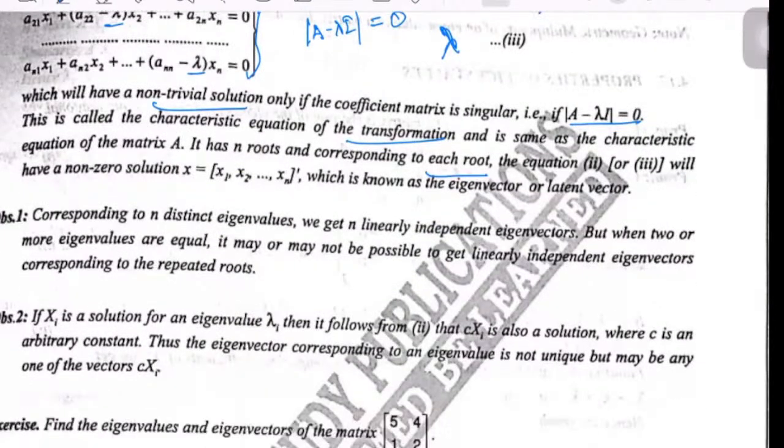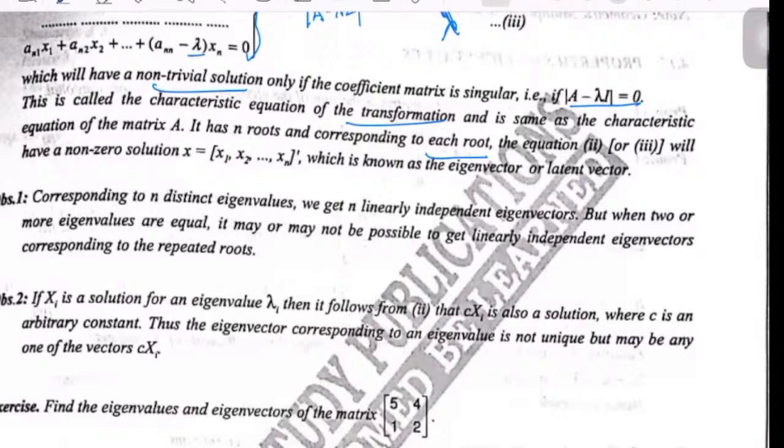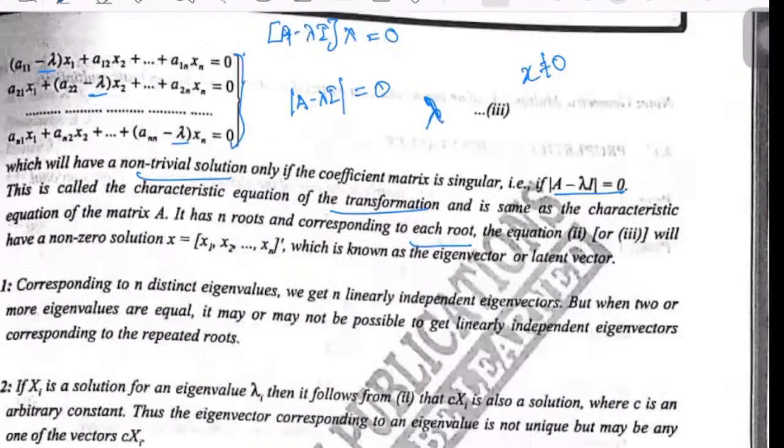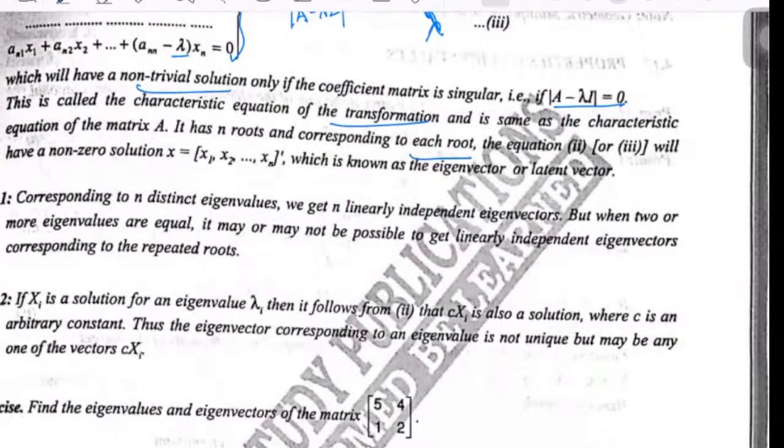eigenvectorக்கு ஒரு எக்ஸாம்பிள் சொல்றேன், அதுக்கப்புறம் தான் புரியும். Corresponding to n distinct eigenvalues, we get n linearly independent eigenvectors. அதாவது இப்போ லாம்டா 1, 2, 3 eigenvalue இருந்ததுன்னா 1க்கு ஏற்ற மாதிரி ஒரு eigenvector இருக்கும், 2க்கு ஏற்ற மாதிரி ஒரு eigenvector இருக்கும், 3க்கு ஏற்ற மாதிரி ஒரு eigenvector இருக்கும். For example, if lambda is equal to 1, 1, 2, eigenvector for this eigenvalue 1 and this eigenvalue 1 may or may not be equal. Sometimes it will be equal, sometimes it will not be unique.